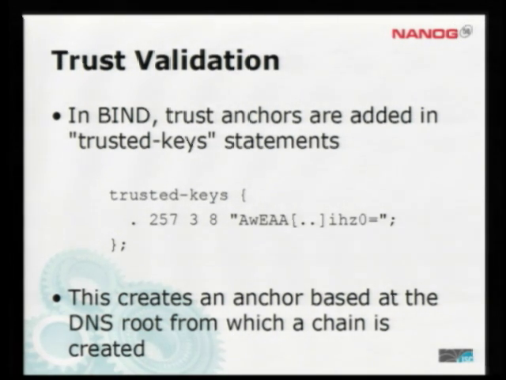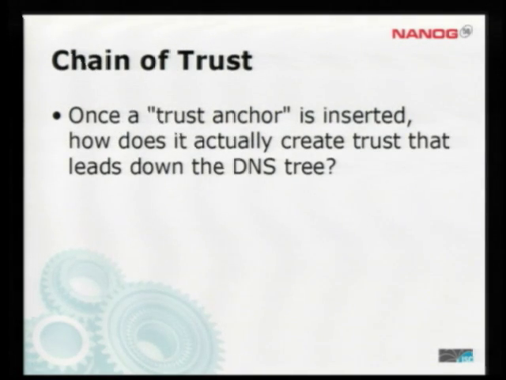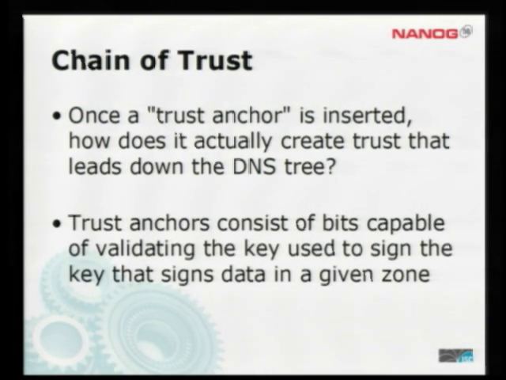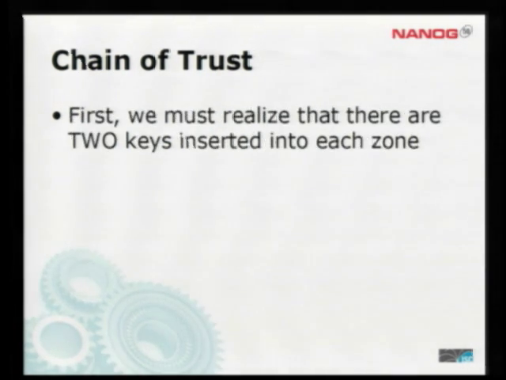and anything below that can actually be validated as long as the thing below is signed and a little bit of magic occurs. So once a trust anchor is inserted, how does it actually create the trust that follows down the tree? Trust anchors consist of the bits capable of validating the keys in that given zone. So if I have the trust anchor for dot inserted, then I am able to validate all of the signatures at the root level, at dot. Cool. Okay. But how does that help do the tree thing?